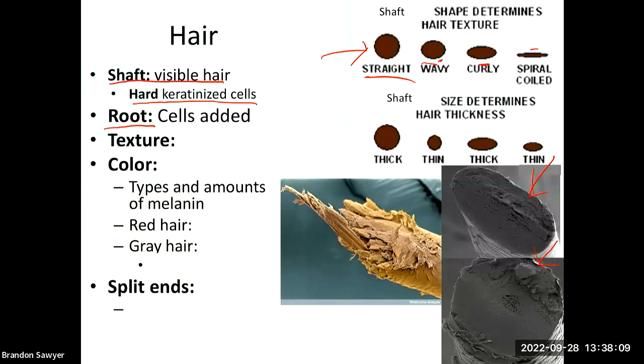You can see that in a microscopic image here of round hair versus flat hair. Color is dictated by the amounts and different types of melanin, because melanin is that pigment protein that our melanocytes put into our skin, but there's different types of it. Red hair is heavy in iron, and that's why it shows up as red.